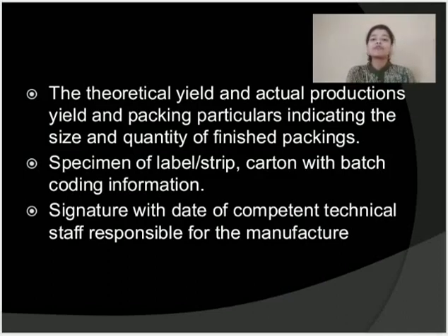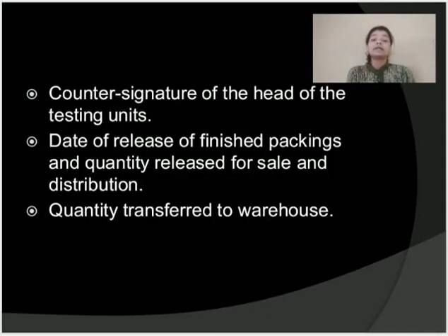Then specimens of the label, specimens of the strips should be included with proper batch coding information like the batch number, the date of manufacture, date of expiry, the retail price which is applicable, then signature and date of a competent technical staff who is responsible for the manufacture process should also be there. Then there has to be a countersign of the head of the testing unit or other approved person in charge of testing for having verified the batch records and for having released the batch for sales and distribution.